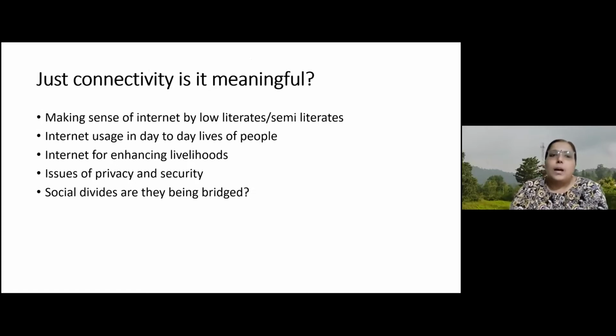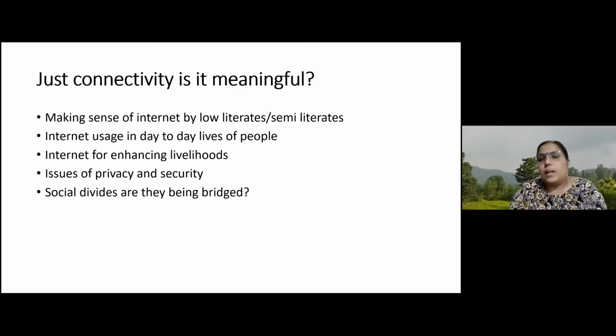But on the other hand, I would like to mention: is it just enabling connectivity? Is it meaningful? It makes no sense to just enable connectivity, with trickling mobile signals coming in, and people availing of these signals at any point on the hill or the tallest branch of the tree. It doesn't make sense for semi-literate and low-literate people.